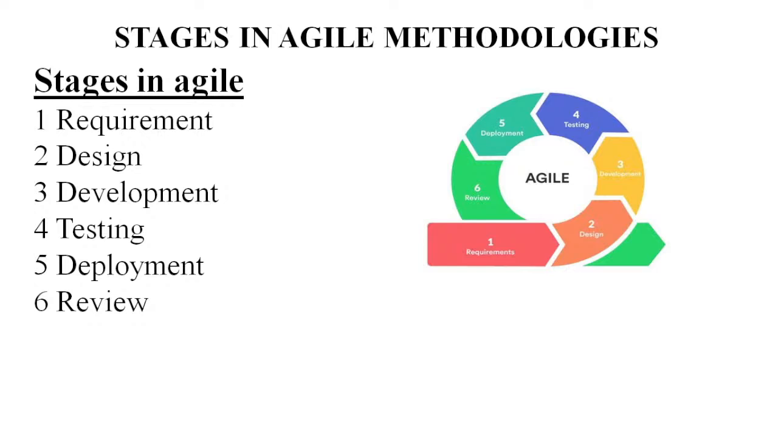Likewise in this diagram, the first stage is requirement. Once the requirement is completed, design, then development, testing, deployment, and review follow. So the cycle will be repeated again and again. This is named the iterative approach. Okay, so this one will be considered iterative. Iterative means the repeated one.